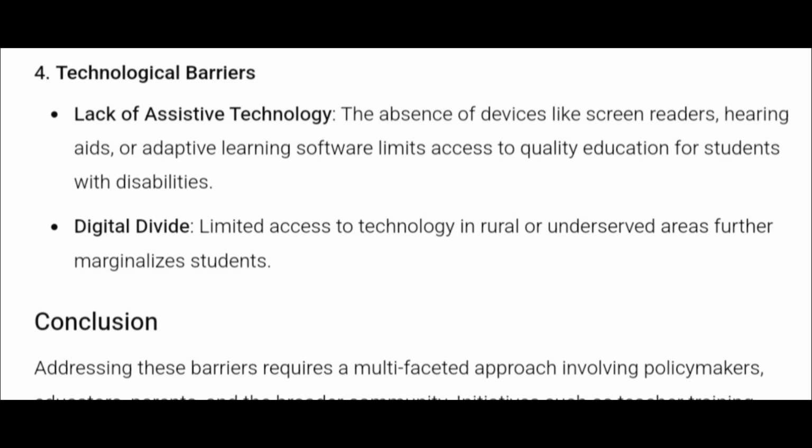You know, the absence of devices like screen readers, hearing aids, or adaptive learning software can limit the students' quality of education, right? Digital divide. Limited access to technology in rural or underserved areas further marginalizes students. Now, you see, of course, children who stay in villages and rural areas might not have access to enough technology.